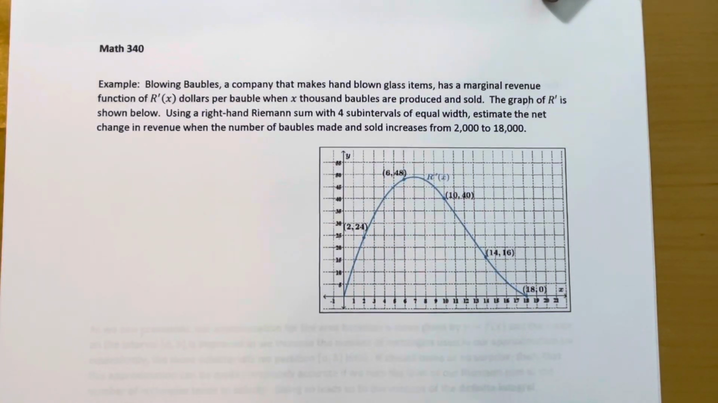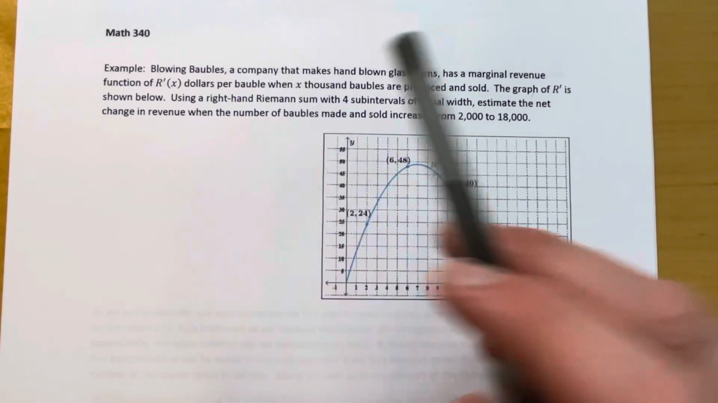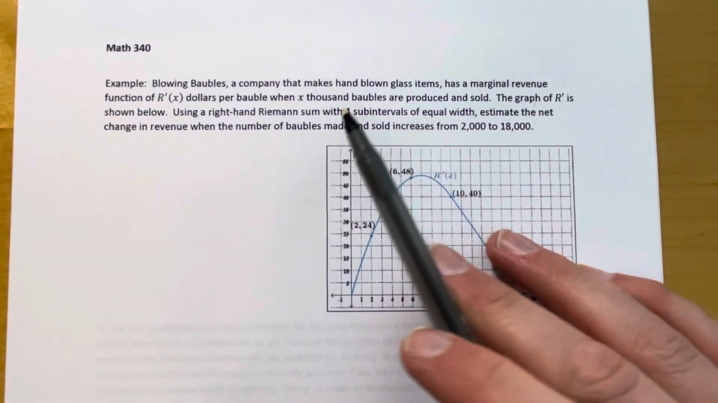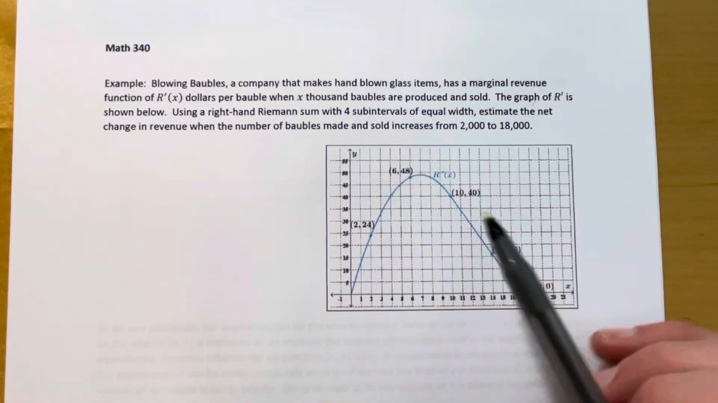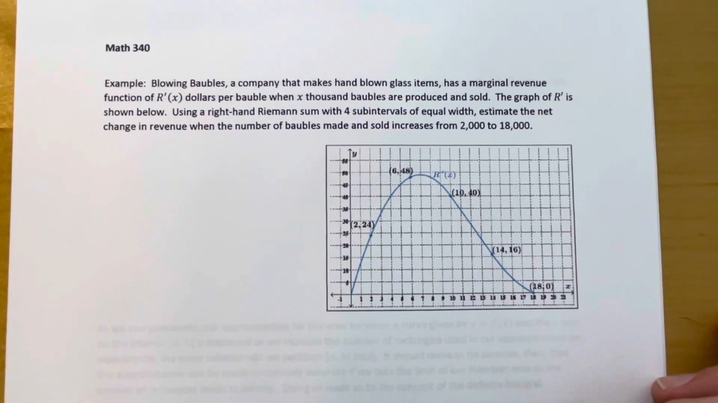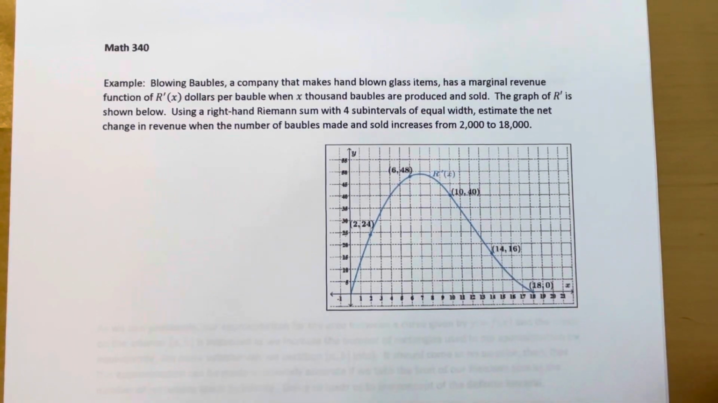All right, so in this next example, it says Blowing Baubles, a company that makes hand-blown glass items, has a marginal revenue function of R prime of X dollars per bauble when X thousand baubles are produced and sold. The graph of R prime is shown below. We want to use a right-hand Riemann sum with 4 subintervals of equal width to estimate the net change in revenue when the number of baubles made and sold increases from 2,000 to 18,000.